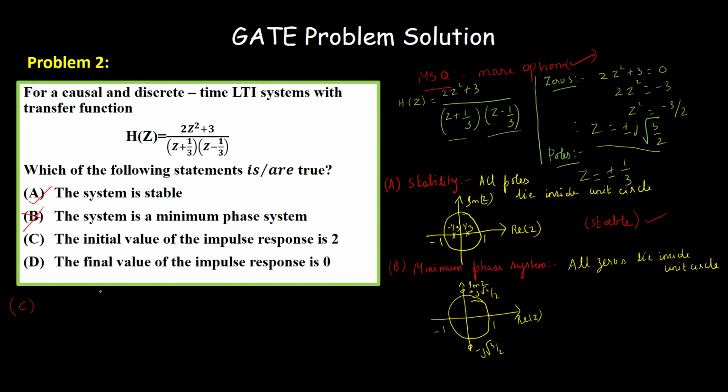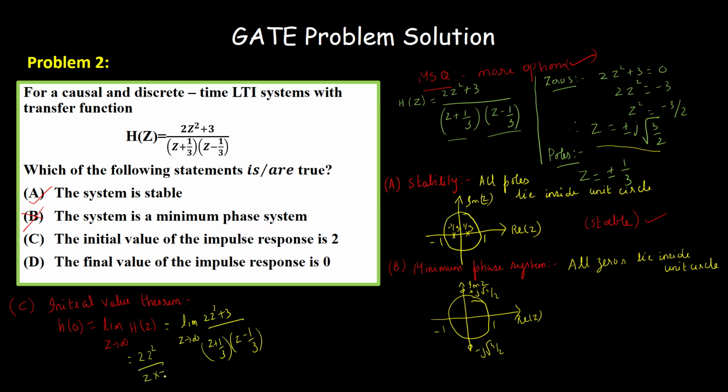Initial value of the impulse response is 2. So let me use initial value theorem for h of z. Initial value of impulse response means h of 0, we need to find h of 0. So by using initial value theorem, limit z tends to infinity of h of z. So let me apply the h of z here. Then limit z tends to infinity 2z square plus 3z plus 1 by 3 into z minus 1 by 3. So when we apply the infinity, it will become 2z square by z into z. Constant values can be discarded. So z square and denominator z get cancelled. It will be equal to 2. So we got the initial value h of 0 equal to 2.